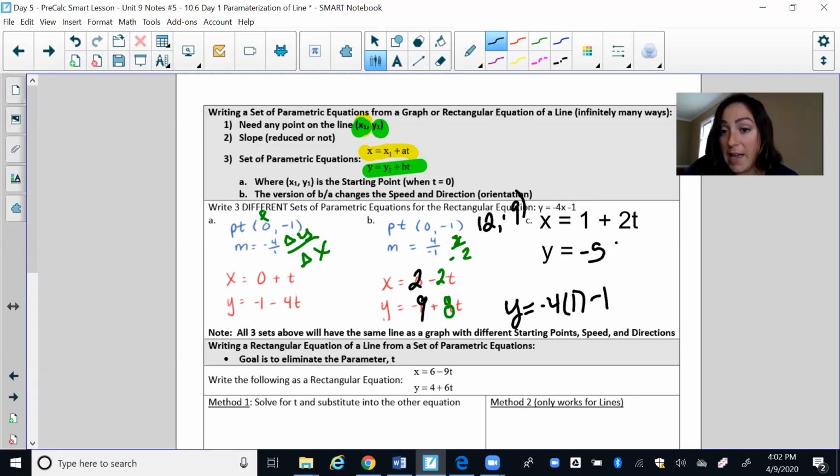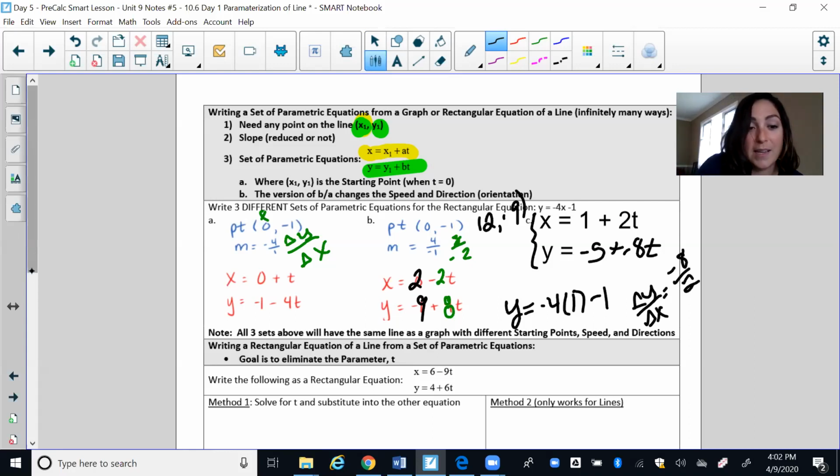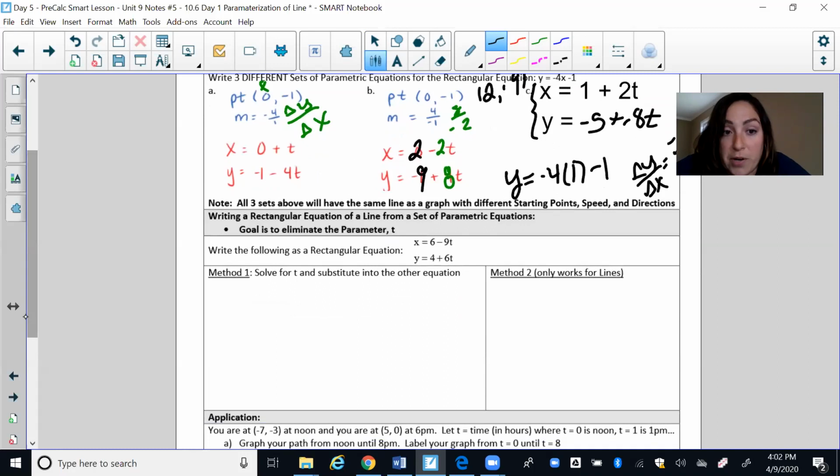And again, I can't have any change in t. For y, I have to have the change in t that gives me a slope of -4. So slope is, again, change in y over change in x. So if my change in x is 2, my change in y has to be -8, so that we end up getting a slope of -4. So there's my set of parametric equations for that line. Three different sets of parametric equations for that line. And just to reiterate, all three sets above will have the same line as a graph with different starting points, speed, and direction. So same line, just different chunks of it and different speeds.